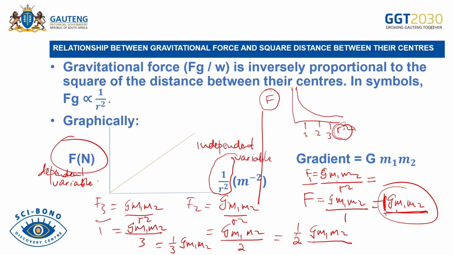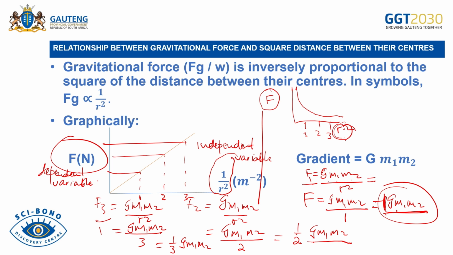So now let's prove if this is true, that when the inverse of R squared increases, F also increases by the same factor. We can prove that, okay? So let's use this graph. I'll just give you these values. Let's say 1 over R squared here is 1, 1 over R squared is 2 there, and 1 over R squared is 3. Let's check what will happen to F when 1 over R squared increases. Remember, your independent variable is 1 over R squared.